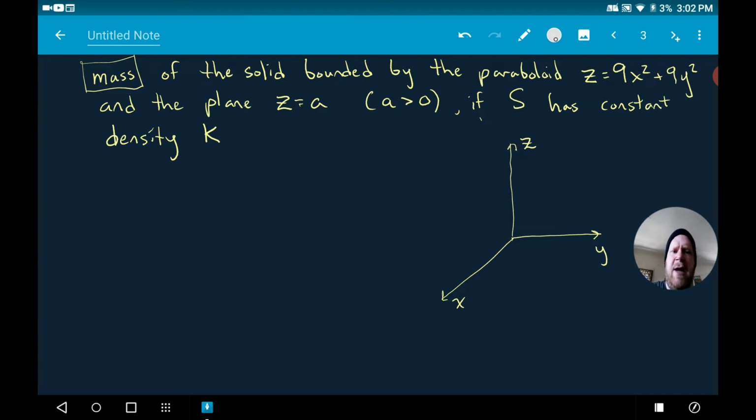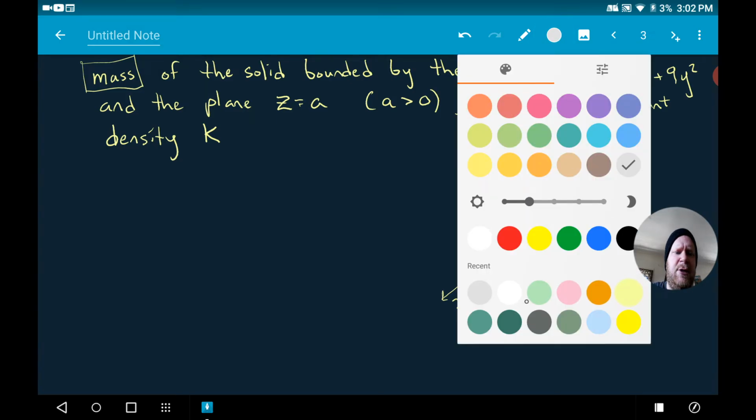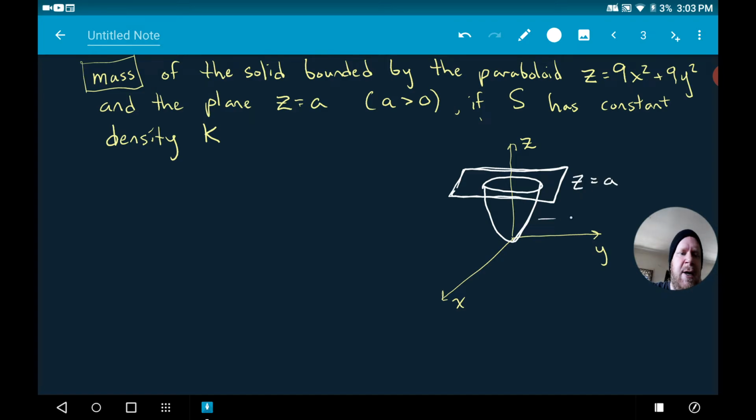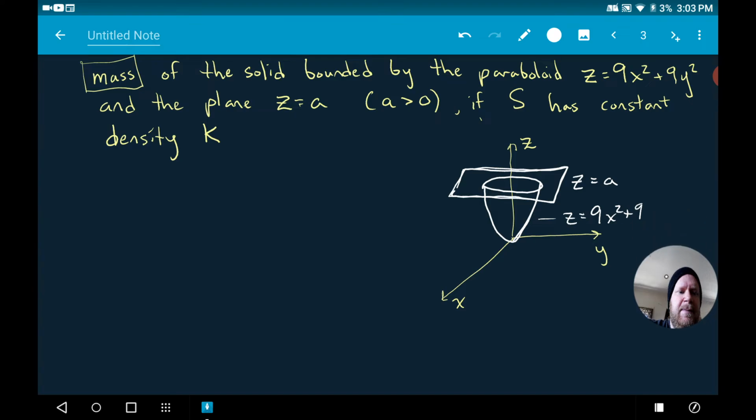Okay, for the last one, this is a mass problem. And so I'm going to draw a quick sketch of what I think this solid might look like. It's bounded by a paraboloid, and then the plane z equals a, where a is some positive number. They don't tell us what a is, so we just leave it as a variable. But here's what that plane would look like, z equals a. This one is z equals 9x squared plus 9y squared.